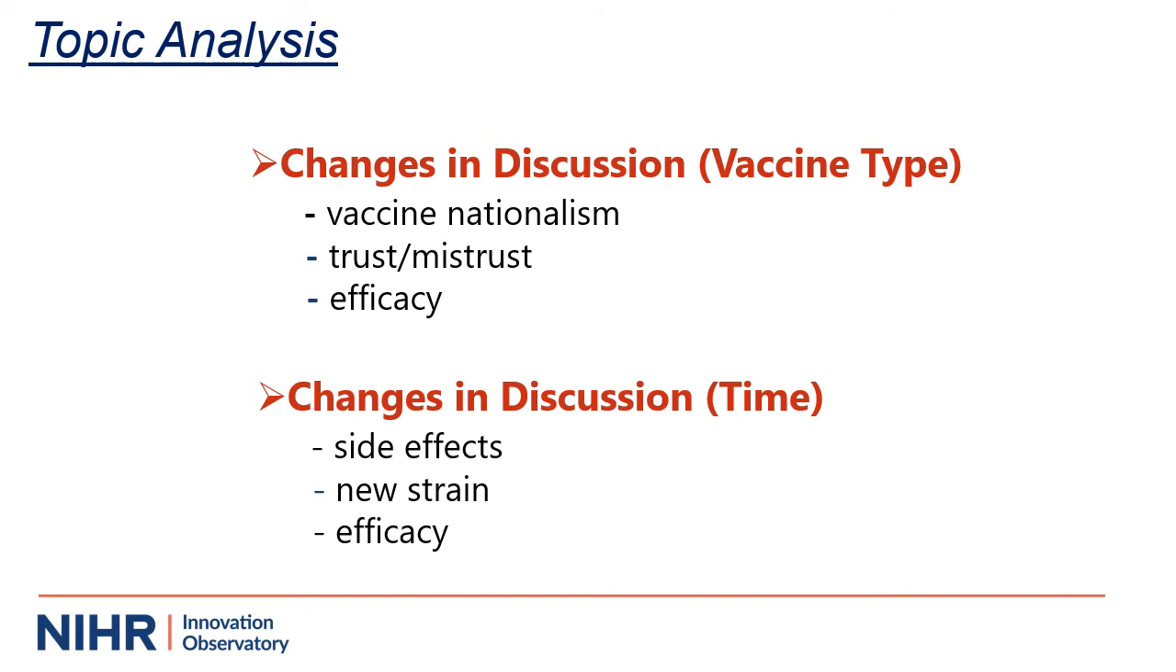For the non-replicating viral vector vaccines, a lot of the negativity was being generated by the Russian mass rollout, tweets about the Soviet Union, mistrust of the Russian government, and this was despite positive results of the Russian Sputnik vaccine being released in a scientific journal.